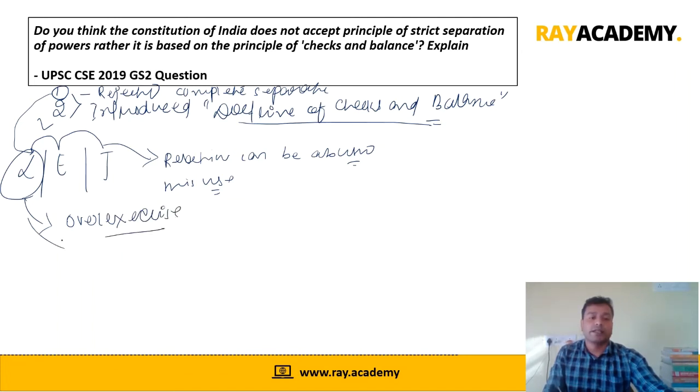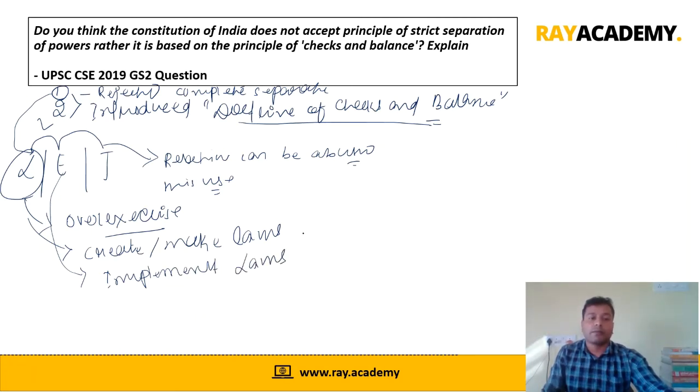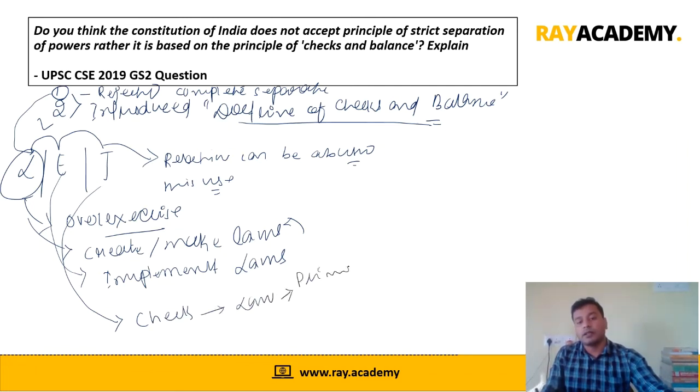Over exercising means, let's say, legislature. What is the work of the legislature? It is to create or make laws. What is the work of the executive? It is to implement the laws framed by the legislature. And what is the work of the judiciary? It is to check whether the law is in accordance with the principle that is laid down in the constitution. I hope I am clear.